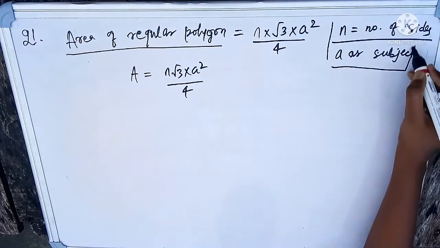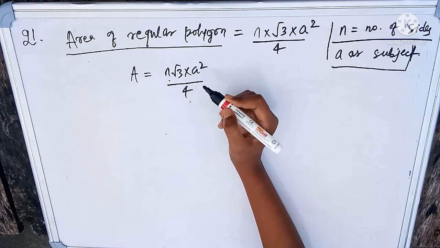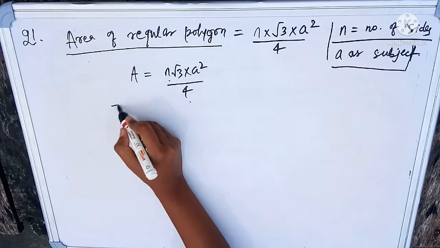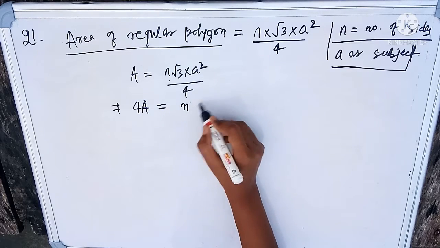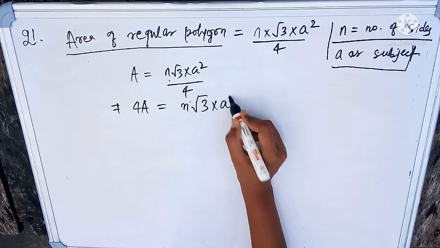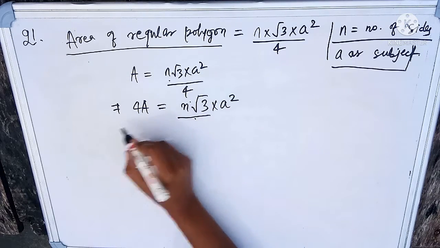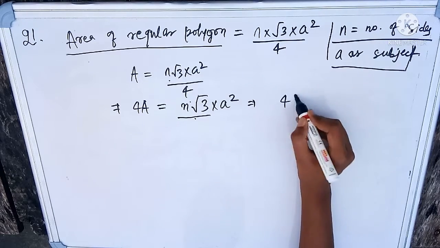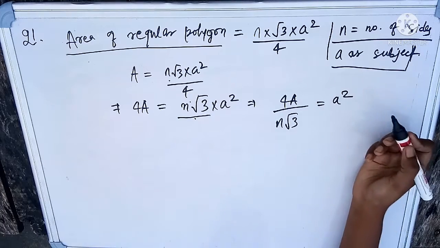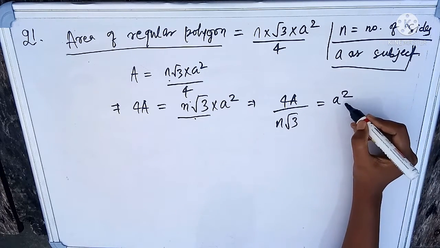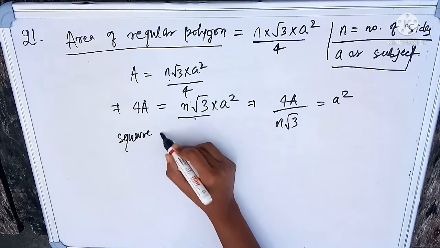So if you have to make a the subject, then you know that for that you have to remove all these numbers from here. You need to transfer them to the other side to get the value. So we can write it as 4 multiplied by A is equal to n root 3 multiplied by a square. In the next step we have to remove this n multiplied by root 3 to the other side, and it can be written as 4A divided by n multiplied by root 3 is equal to a square. Now to remove this square from here, you have to take the square root on both of the sides.